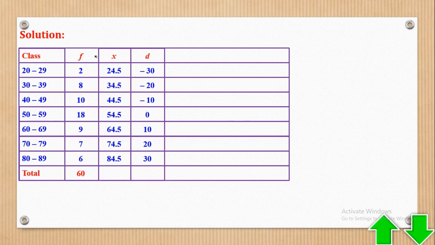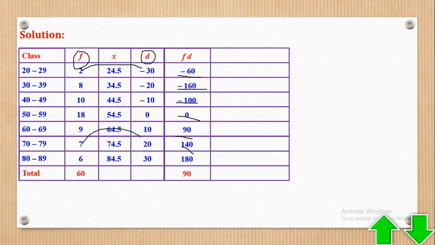Now that I've got the values of D and the values of F, I can now get the column of FD. So FD means I'll keep on multiplying each value in F with the corresponding value of D. So this with this will give me this, and this will give me that, like that. So I'm multiplying each value in the column of F with the corresponding value of D. And at the end, I have to add all of them. So when I add all these values, I'll come up with 90.